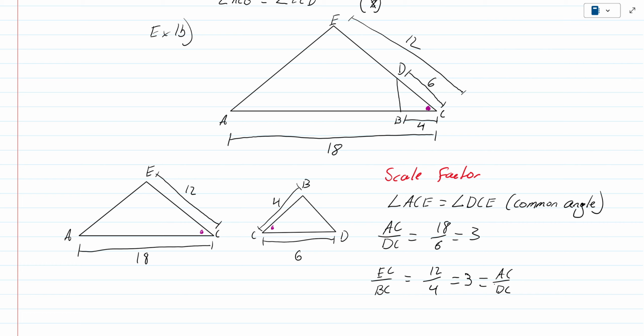So therefore, triangle ACE is similar to triangle DCB because of SAS, side angle side.